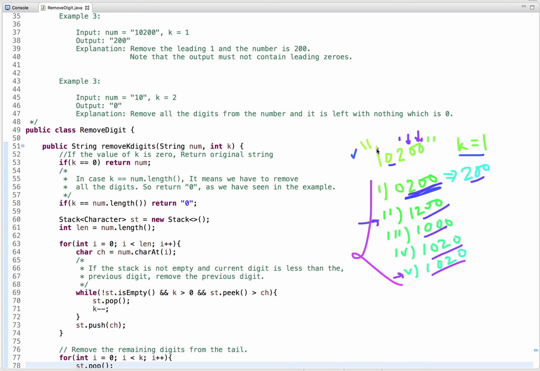Now let's see the pattern. We traverse the string from the left-hand side. Why are we traversing from the left? Because on the left side we have the most significant digits. And when we compare and the next digit is smaller than the previous digit, then we have to remove the previous digit. To make the smallest possible number in this scenario, we have to remove the previous digit. And let's see one more example so that we get clarity on why we are doing this.